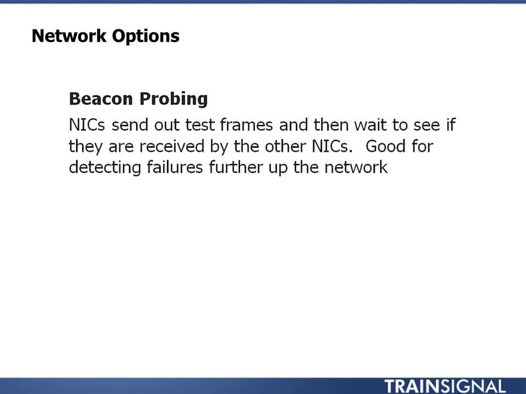With beacon probing, the NICs in your server send out test frames and then wait to see if they're received by the other NICs. It's a good way of detecting failures further up the network. So if I have a couple of NICs in my server, some going to one top-of-rack switch, some going to the other, and they both go to the end-of-row, if I send out frames off one set of NICs, it's going to go up to the top-of-rack, over to the end-of-row, back to the other top-of-rack, into my host, and I know that's a good path. But if something up level goes down, I'll know that it's not working.